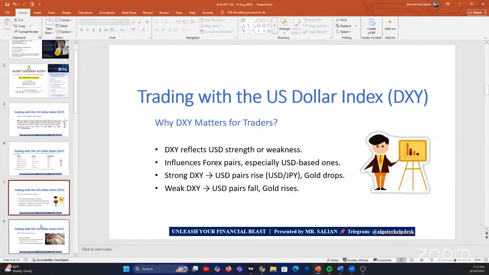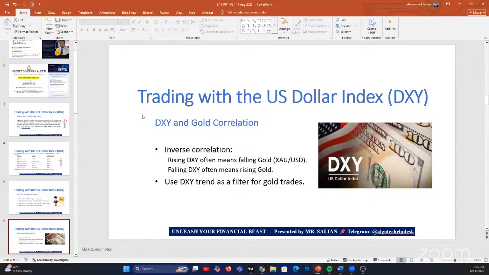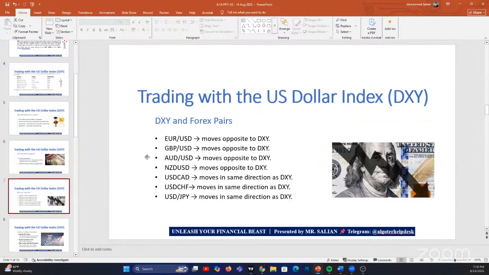Now, the DXY and its gold correlation. It's an inverse correlation: rising DXY means falling gold, and falling DXY often means rising gold. That's it, simply as that. So use the DXY trend as a filter for gold trades, and you will see later on in the chart, I will show you.